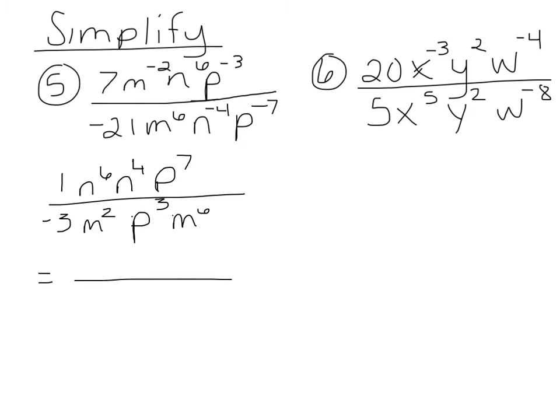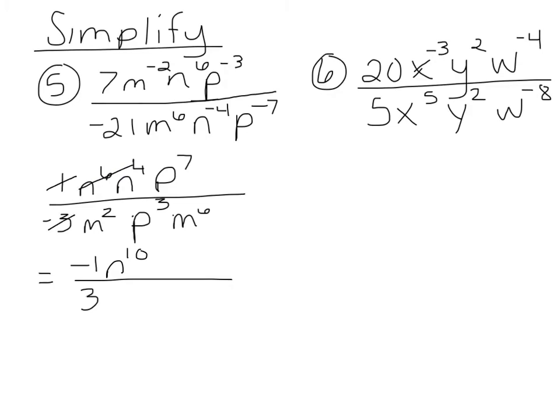All right, negative 1 over 3, keep that. You can put your n's together here. Remember, they're being multiplied, so we just add the exponents. So we'll get n to the 10th. Okay, so you can start crossing stuff out as you actually use it.